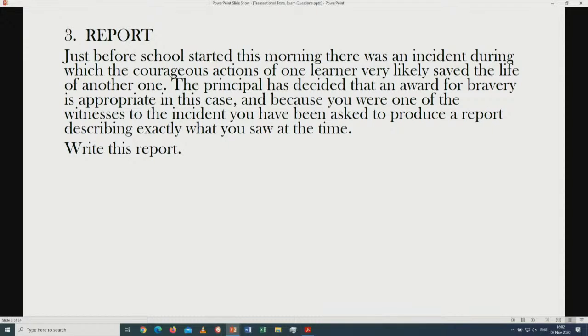Okay, report. This is an interesting one. If you look at the details here, just before school started this morning, there was an incident during which the courageous actions of one learner very likely saved the life of another one.